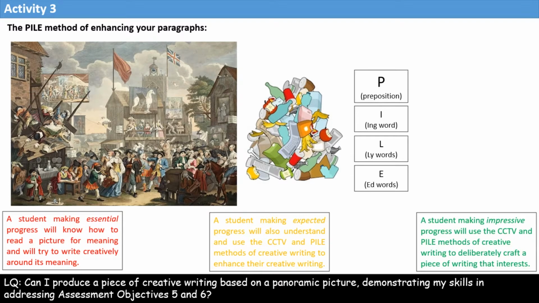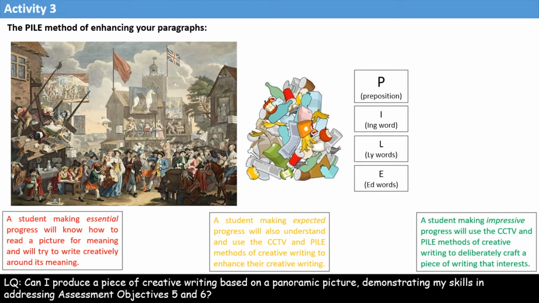The PILE method of writing was designed to help prevent students from writing really repetitive sentences and therefore really boring work. Often when creative writing tasks were given to students, they would score very badly because they would write in first person, past tense, or every single sentence would have something to do with the senses.